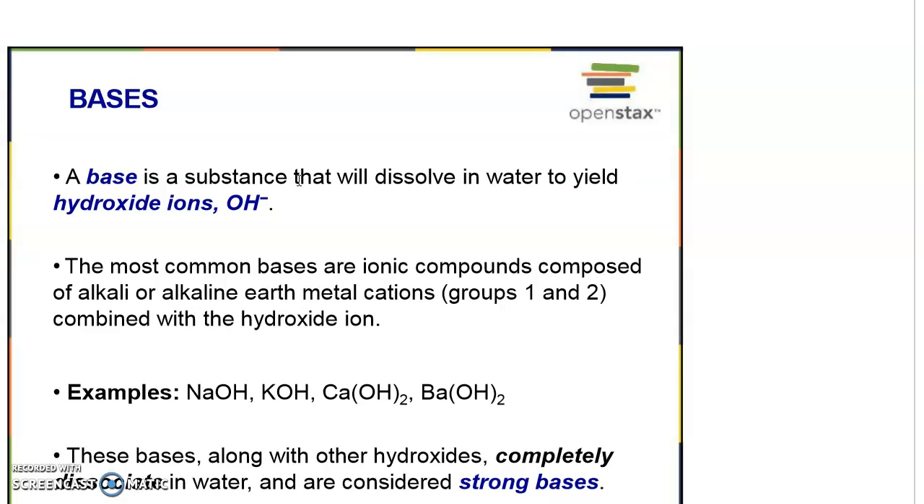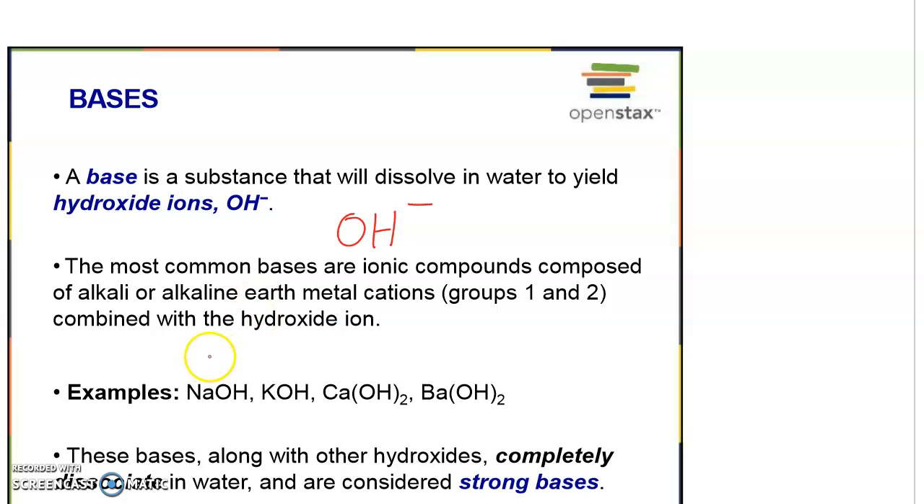Now we know what an acid is, so what about the base? A base is a substance that will dissolve in water to yield hydroxide ions. What is a hydroxide ion? Over here, OH always come together, OH negative. This is a hydroxide ion.